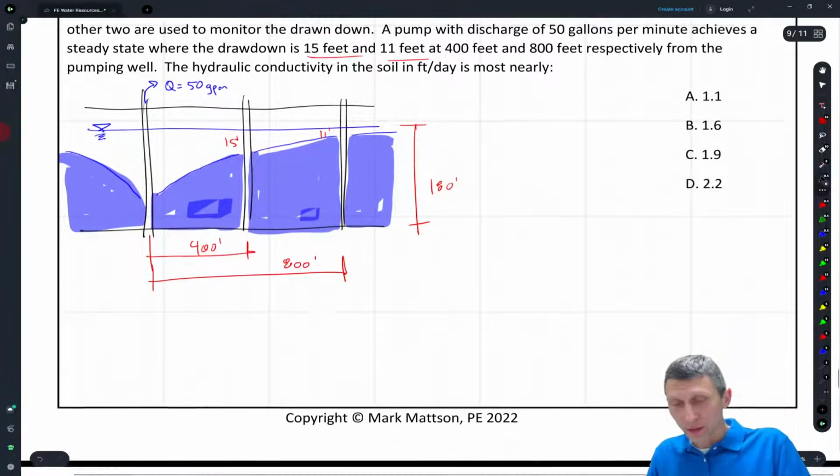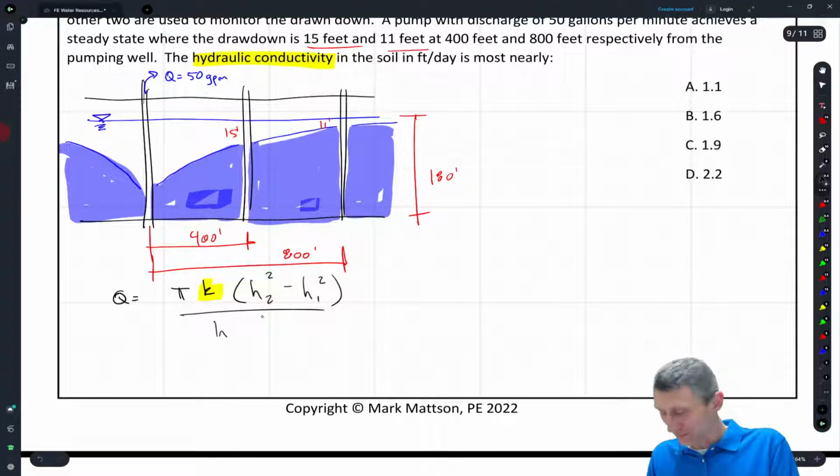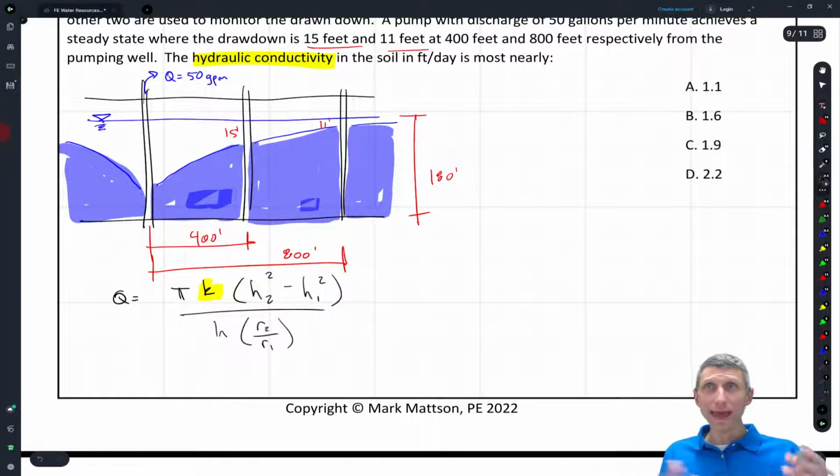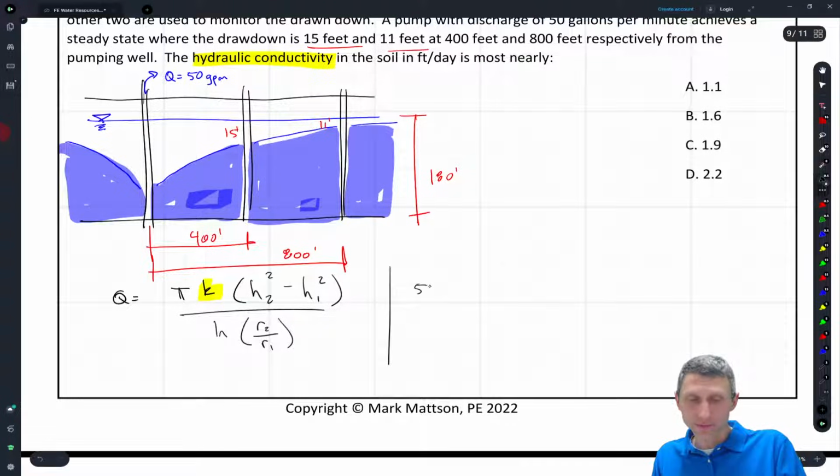So the equation says Q equals pi times K. That's the hydraulic conductivity that we're trying to solve for. Pi times K times (h2 squared minus h1 squared), divided by the natural log of R2 over R1. So we have most of this, right? I'm just going to plug and chug over here. So 50 gallons per minute.